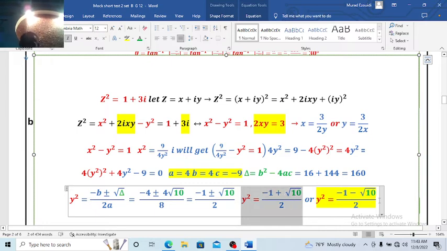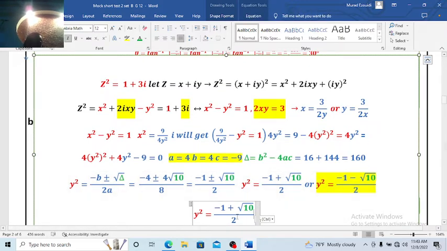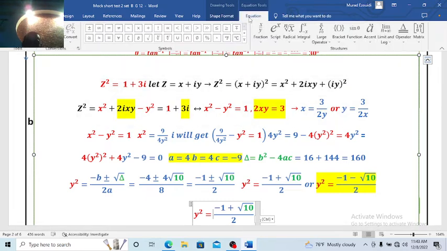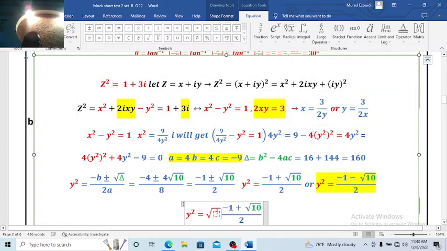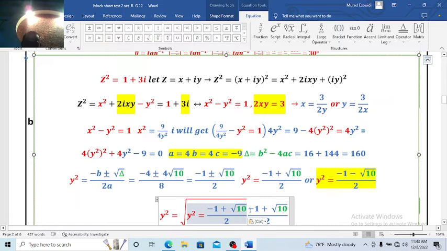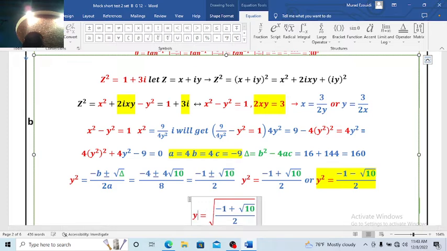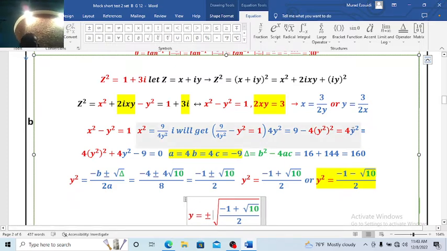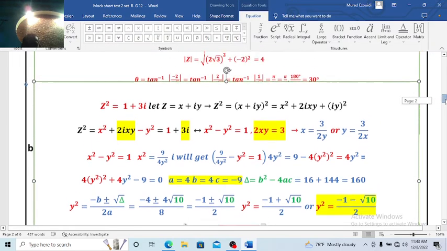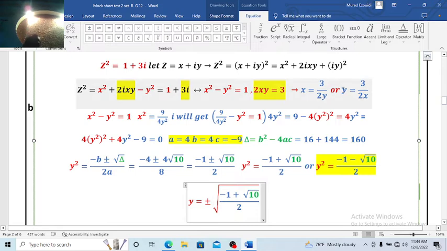So here I will get the value. So y squared equal minus 1 plus the square root of 10 divided by 2. Therefore y is equal plus negative the square root of this value. Then I will erase what is given. Now you can see, go back to what we told from the beginning, that this is y. I'm looking for x. Okay, I will use this one here.